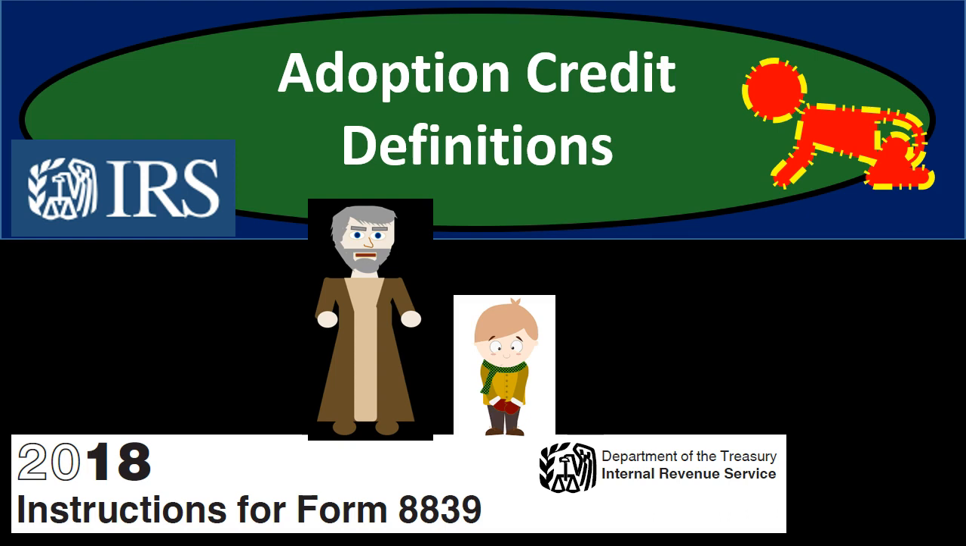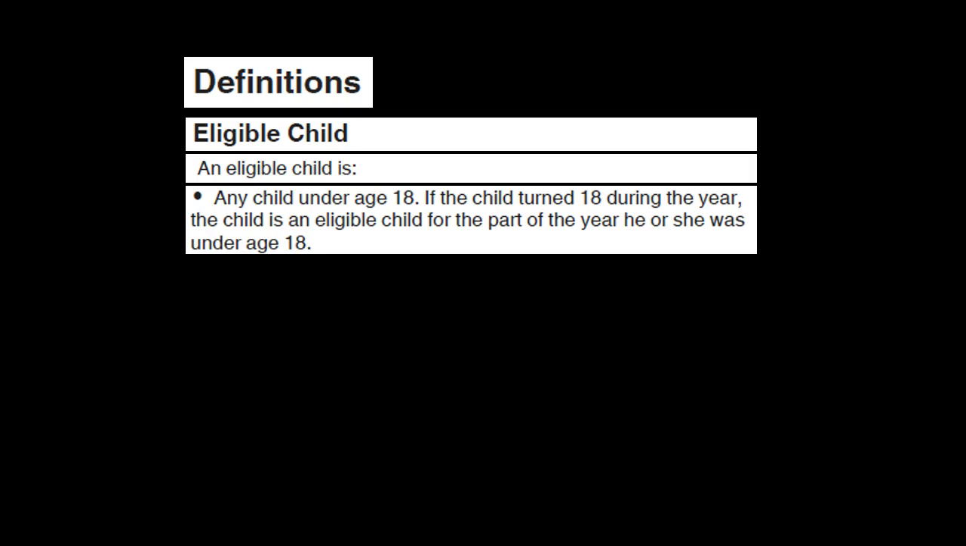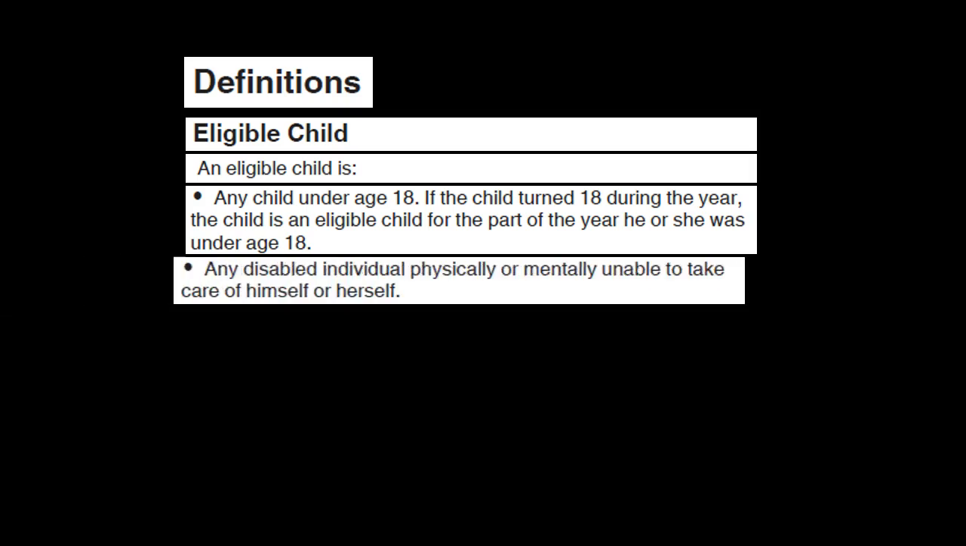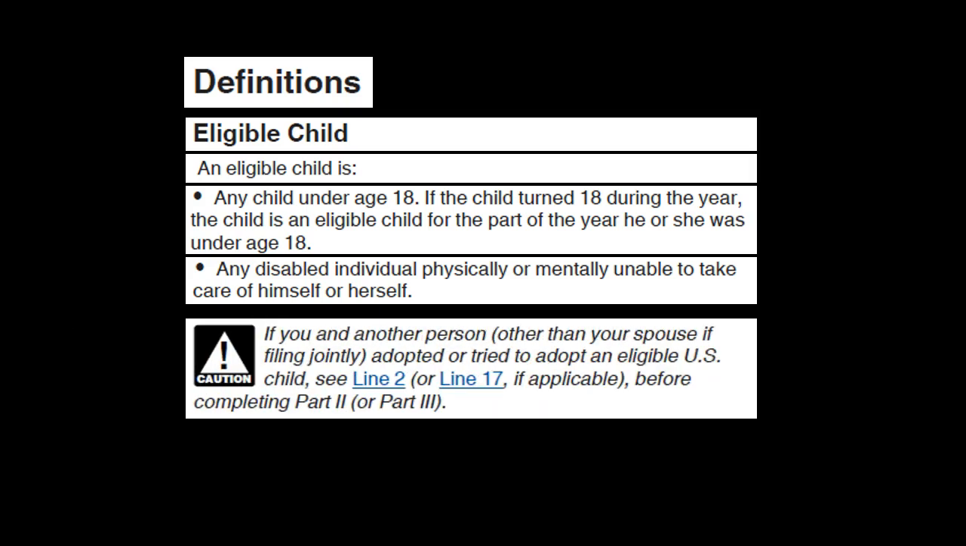In this presentation, we will discuss definitions related to the adoption credit. Information can be found in the 2018 Instructions for Form 8839. Definition: eligible child. An eligible child is any child under age 18. If the child turned 18 during the year, the child is an eligible child for the part of the year he or she was under age 18. Also, any disabled individual, physically or mentally unable to take care of himself or herself.